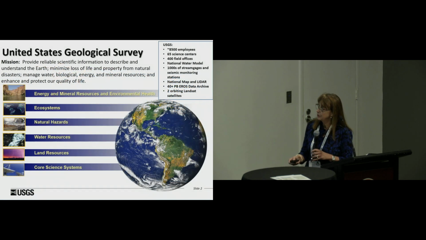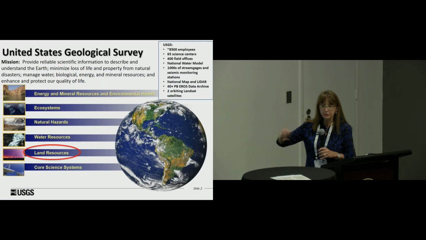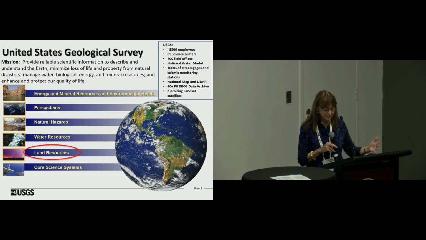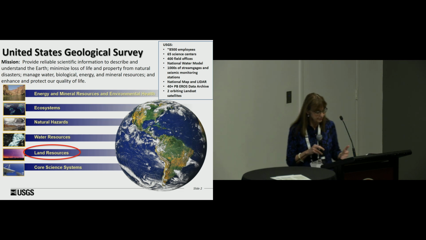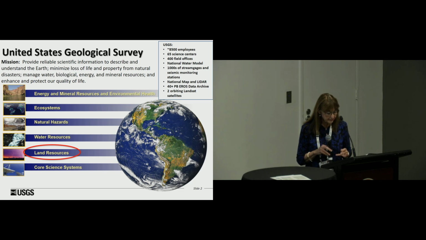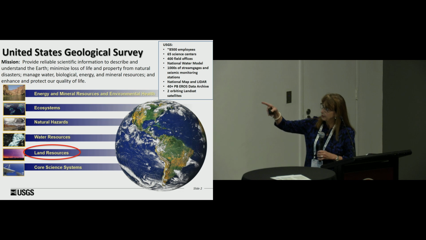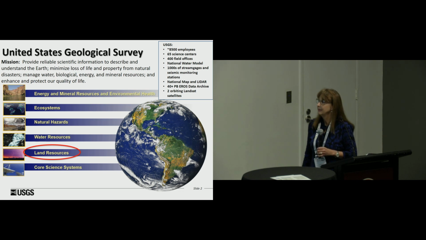The USGS, of course, has a science mission. We collect data, and we produce science that helps inform the way resource managers, disaster prevention specialists, and others respond to everything from hazards to water resource availability, ecosystems, and energy. Our land resources group is where we have the Landsat satellite ground system that we manage.